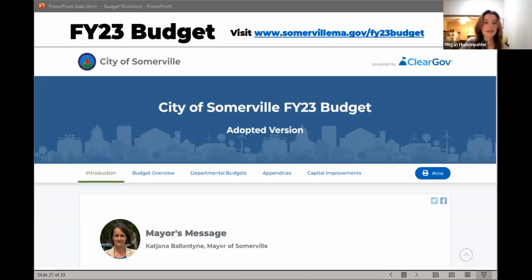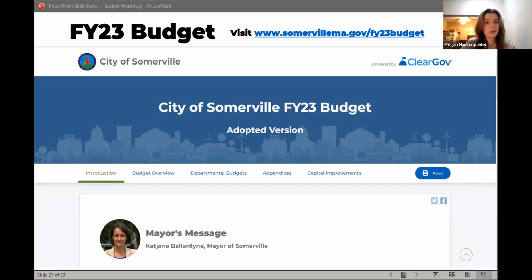So here's how to access the fiscal year 23 budget. This is the fiscal year that started on July 1st, 2022. And you can find it at somervillema.gov/FY23 budget. You'll see an icon similar to this that says budget book. You'll click there and you'll be presented with this initial menu. In the introduction dropdown, you will see the strategic plans that we've talked about, Somerville Vision 2040, Somerville Climate Forward, and the message from the mayor.